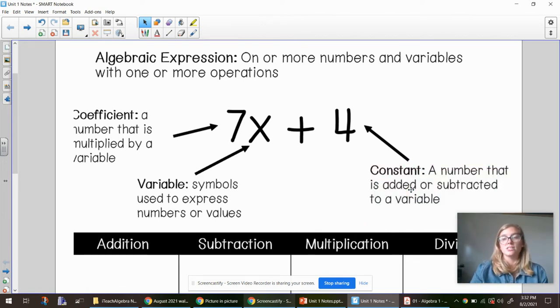Last, we have what is called a constant. That's this plus 4. It's a number that's added or subtracted to a variable. Notice a constant will never be attached to a variable. It will always be by itself. So 7 is our coefficient, x is the variable, 4 is the constant.